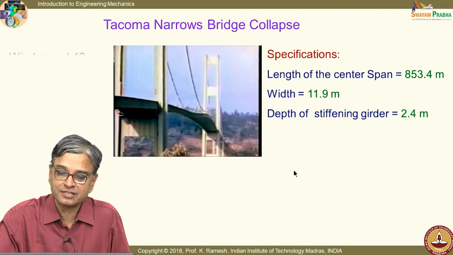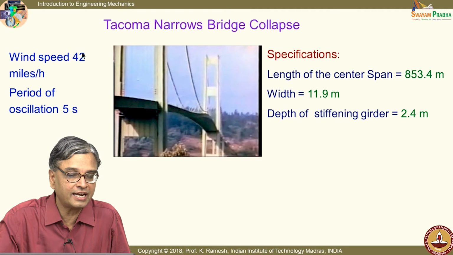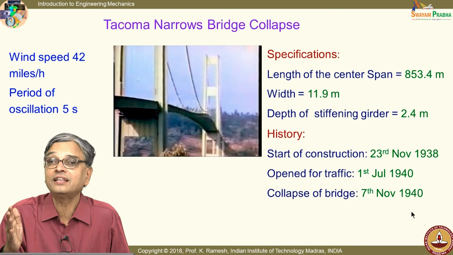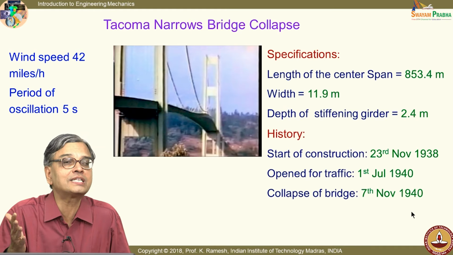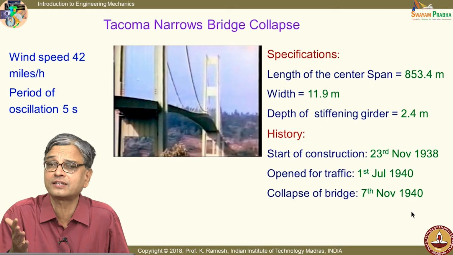And this was a bridge constructed in the 1940s, and the wind speed at that time was 42 miles per hour, and the period of oscillation was about 5 seconds. It was started in 1938, opened to traffic in 1940 in the month of July, and it collapsed in the month of November, just 4 months of operation. It really sent shock waves to the designers.